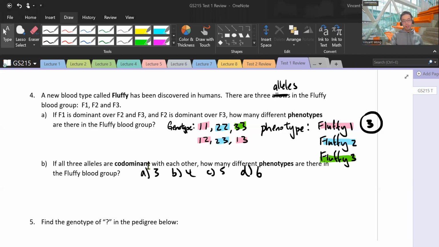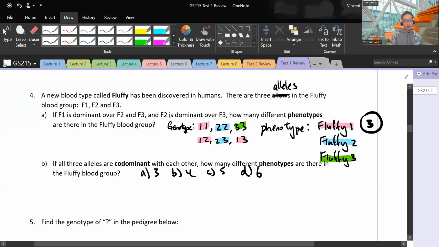It's the same blood group, which means our genotypes don't change. I'm just going to write it out again. We'll have 1 1, 2 2, 3 3, 1 2, 2 3, and 1 3. It's just the different combinations of these things.